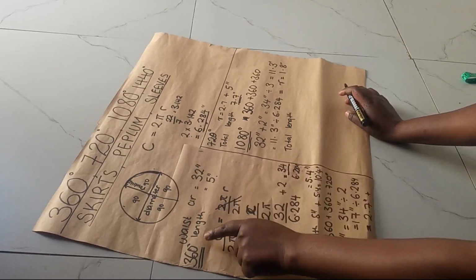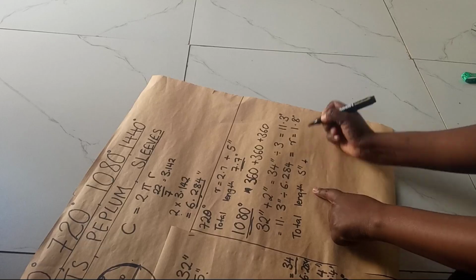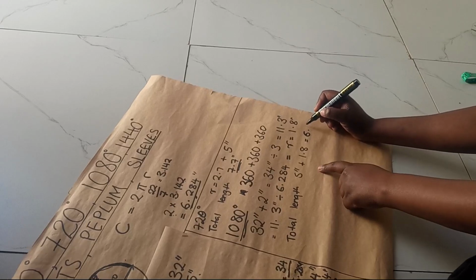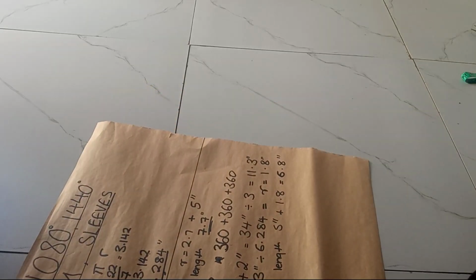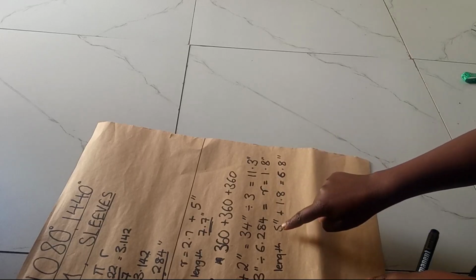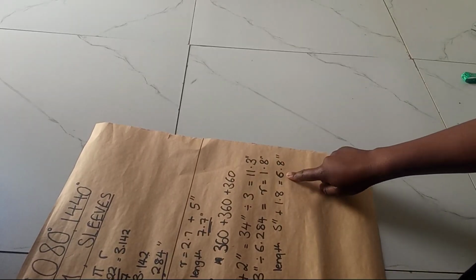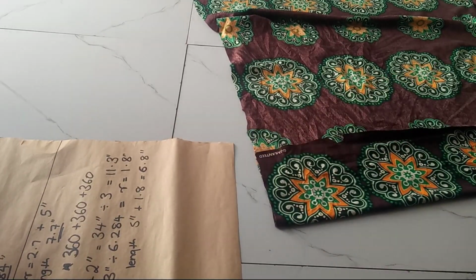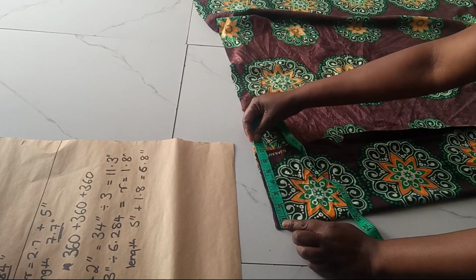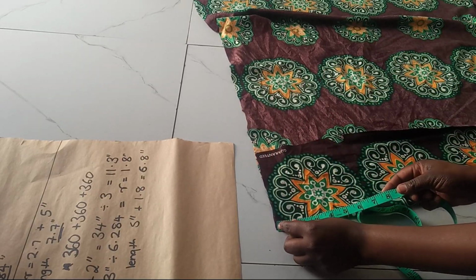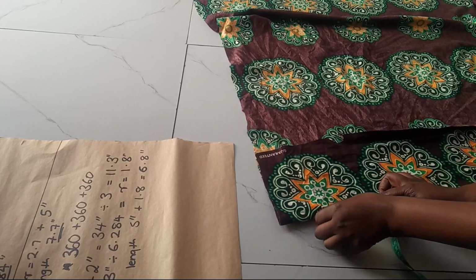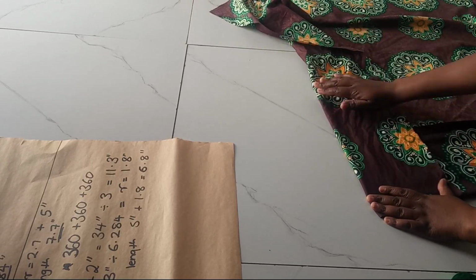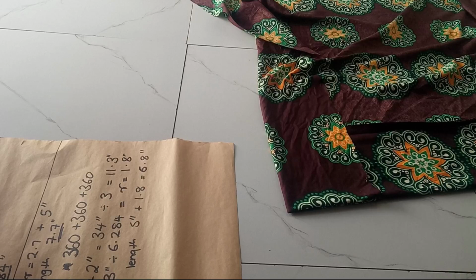And to get the total length, we're going to get the radius plus the length, which is 5 inches, plus the radius, which is 1.8 inches. This will give us 6.8 inches. Okay, so if you were to subtract the radius from this 6.8, you still get the 5 inches. So we're going to measure the total amount of fabric, which is 6.8 inches here and 6.8 inches here, to know the amount of fabric you're going to need. And this will be like the full length which will be needed.